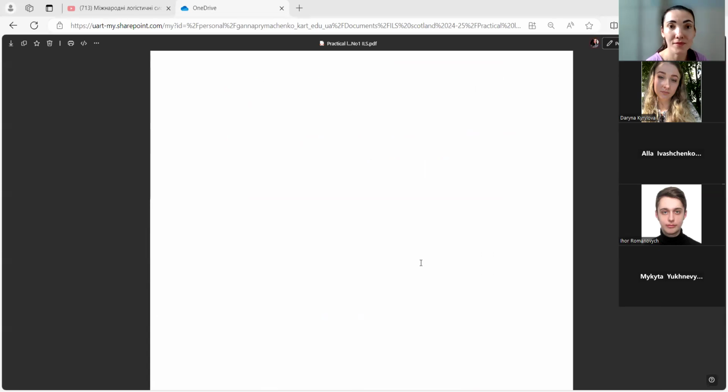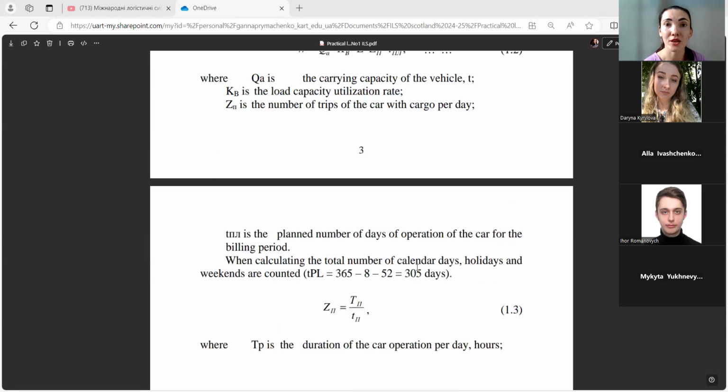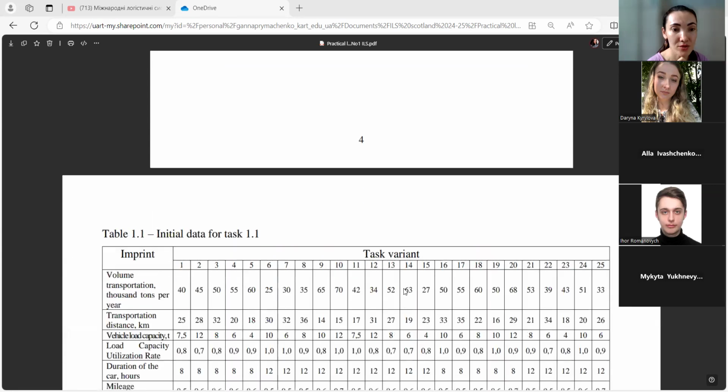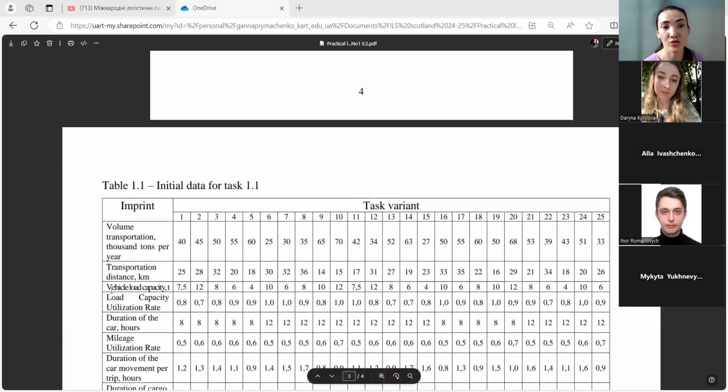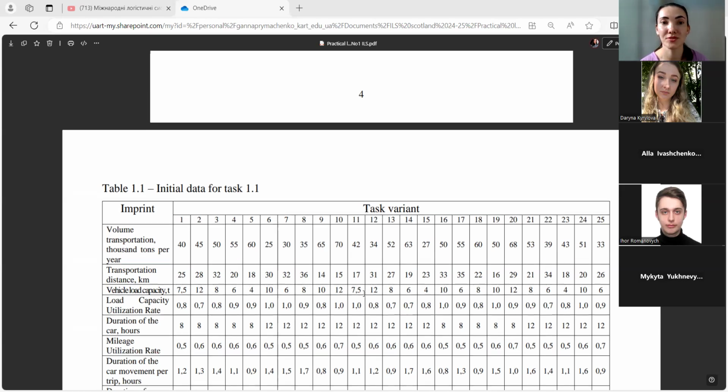So we find it. Carrying capacity of the vehicle, and find it. Yes, and we can show it is vehicle load capacity in tons on one cargo. It is third line up from our table. And use means for your variant. It is here. I think you find it.